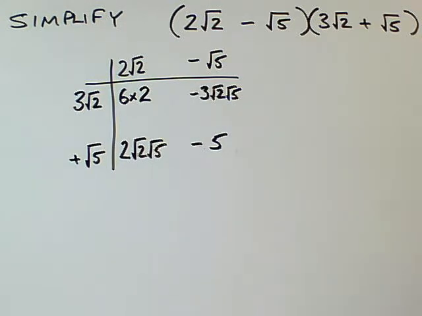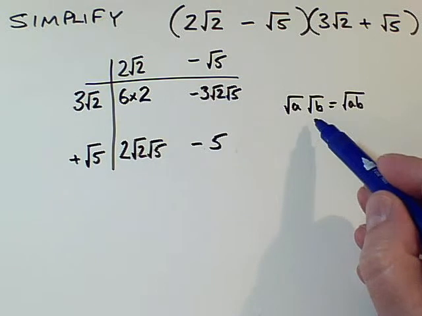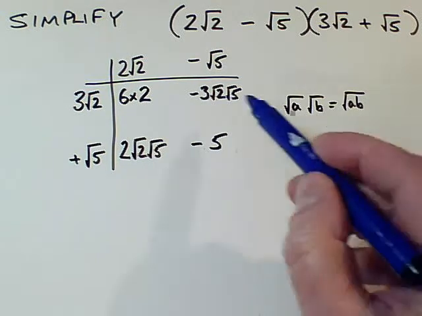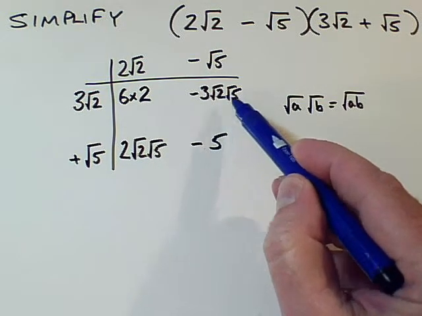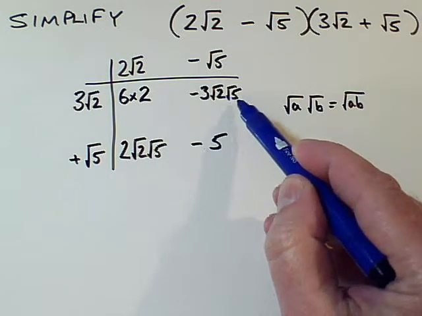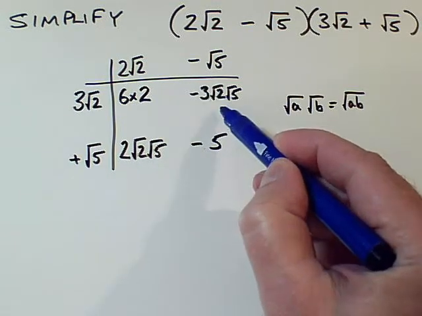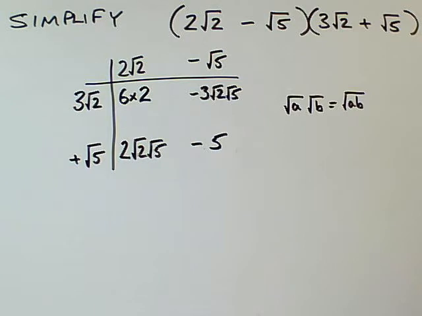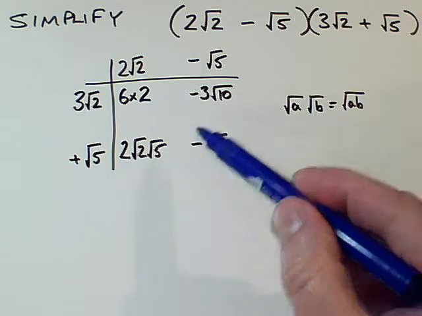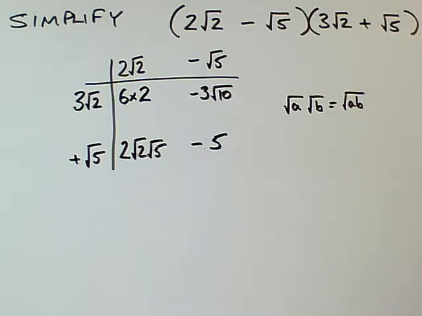Now we learnt in another video that root a times root b is the square root of ab. So if I've got root 2 times root 5, I've got a is 2, b is 5, 2 times 5 is 10, so root 2 times root 5 can be replaced by root 10. And of course I can do the same thing in the other corner.